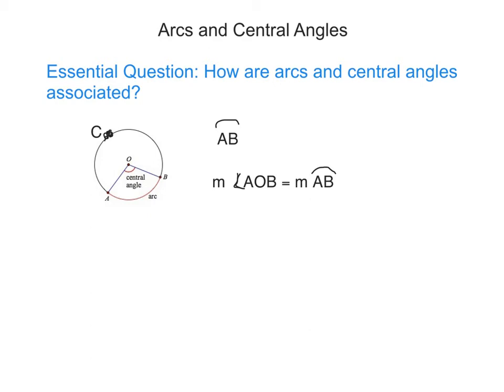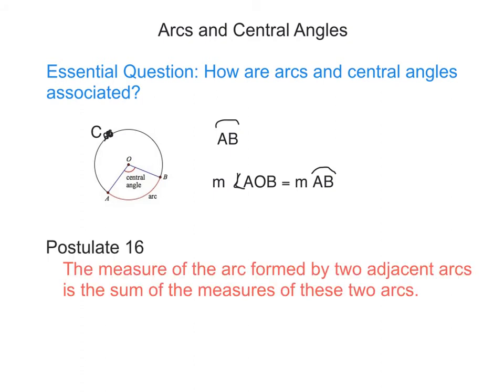Now, another definition you should be familiar with is adjacent arcs. Adjacent arcs of a circle are arcs that have exactly one point in common. Now this leads us to our first postulate in this section. Postulate 16 simply states, the measure of the arc formed by two adjacent arcs is the sum of the measures of these two arcs. Kind of obvious, but still we need to state it as a postulate.